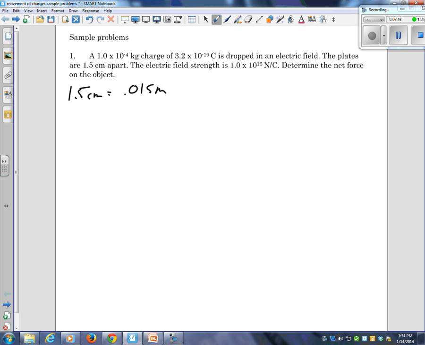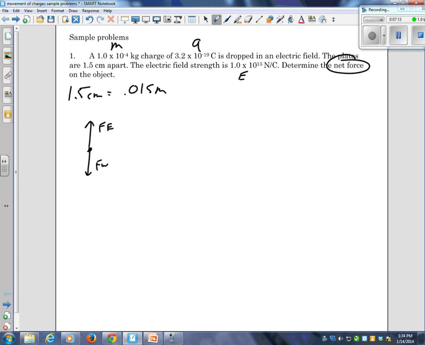Okay, so what do we have? We have mass, we have charge, we have electric field strength. I'm looking for net force. We've got an object like this, we've got electric force up, and we've got weight force down, and one of them is going to have to be stronger than the other. One's going to be greater than the other. The question is, which one?